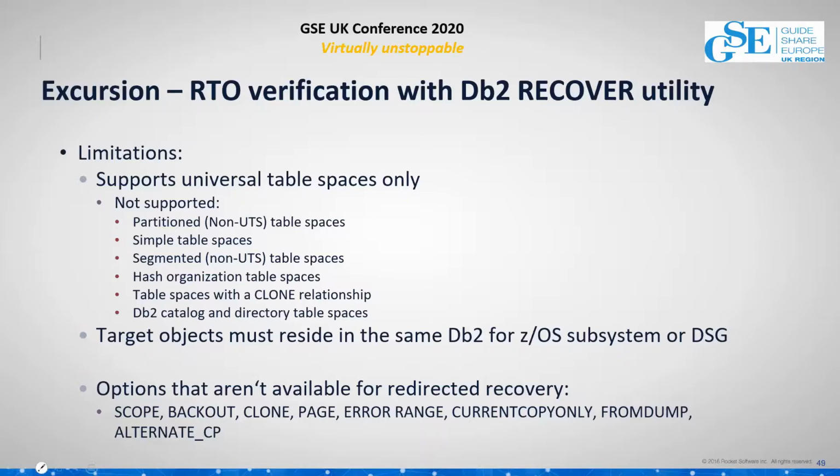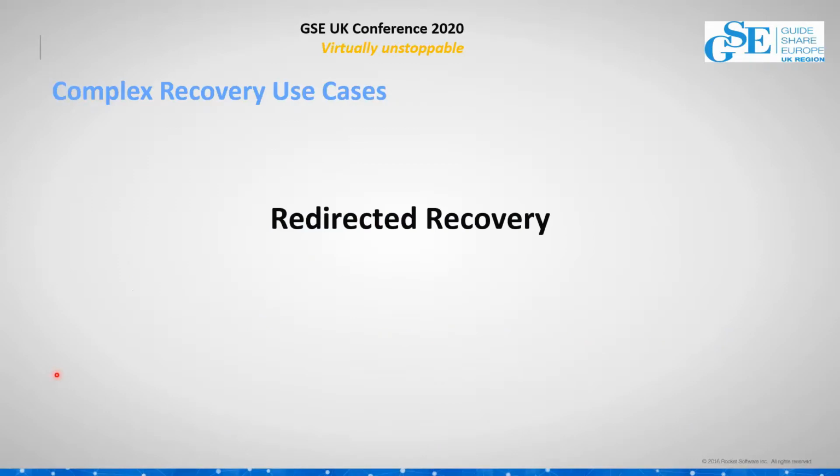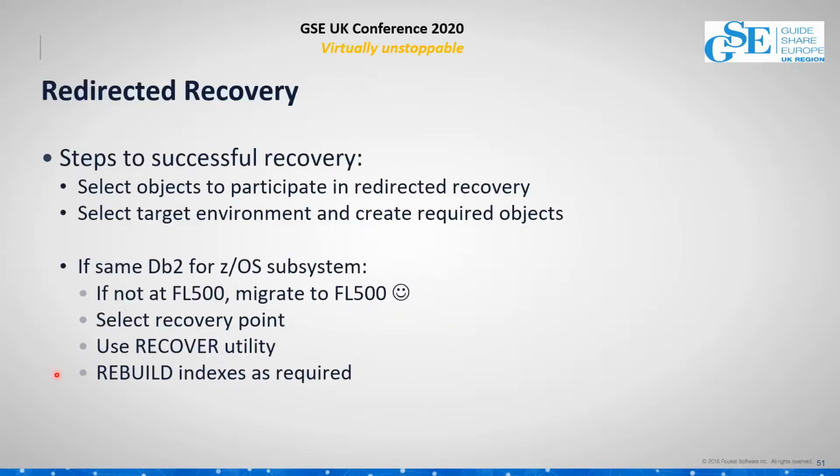Also, some other options are not supported. For example, you can't do a back out or error range recovery. So when we look in more detail at the redirected recovery, the steps to successful recovery are, first of all, as always, select the objects that need to participate in redirected recovery and select the environment where you would want to recover your objects to. And you are responsible to actually create these objects to be available for recovery.